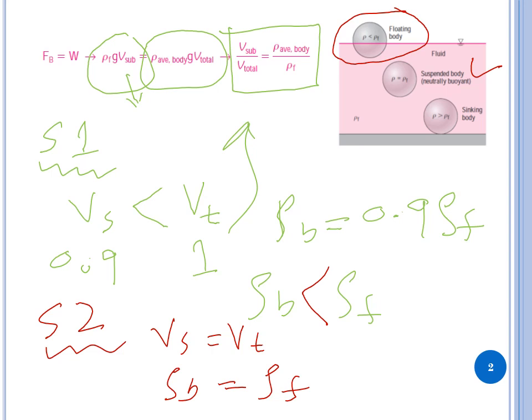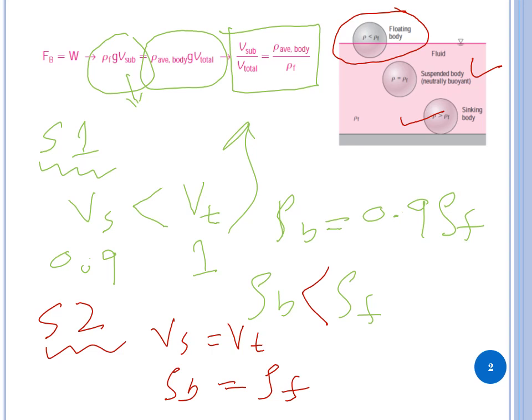Scenario 3 is when the density of the body is higher than the density of the fluid. In that case, the submerged volume is going to be higher than the total volume. Or in other words, the body is going to sink.